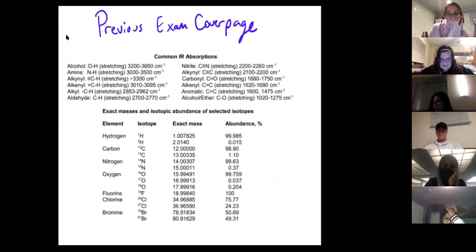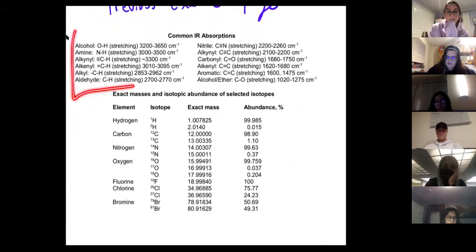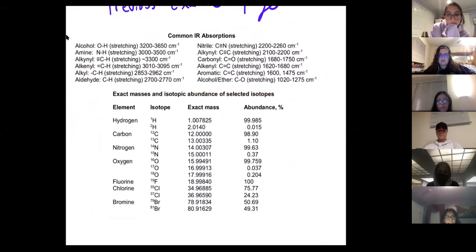This is what a previous exam cover page looked like. So in the olden days, students would get all the stretches along with all the mass spec values. So I don't know if they're giving it again this year. I would assume so. But you know, to each his own. But yeah, these are all the values that we just covered pretty much. Just all the stretching values. So just as long as the students know whether to look for a broad peak, a narrow peak, it'll help them out from there.